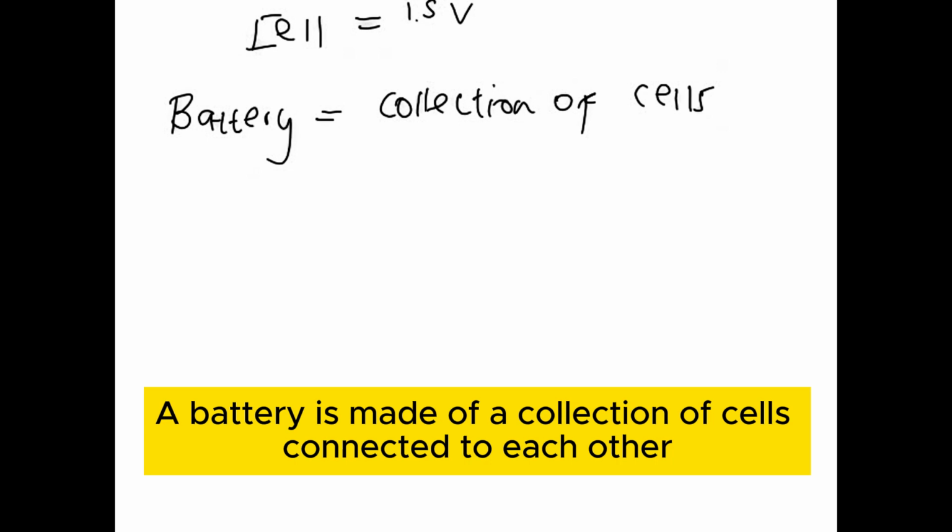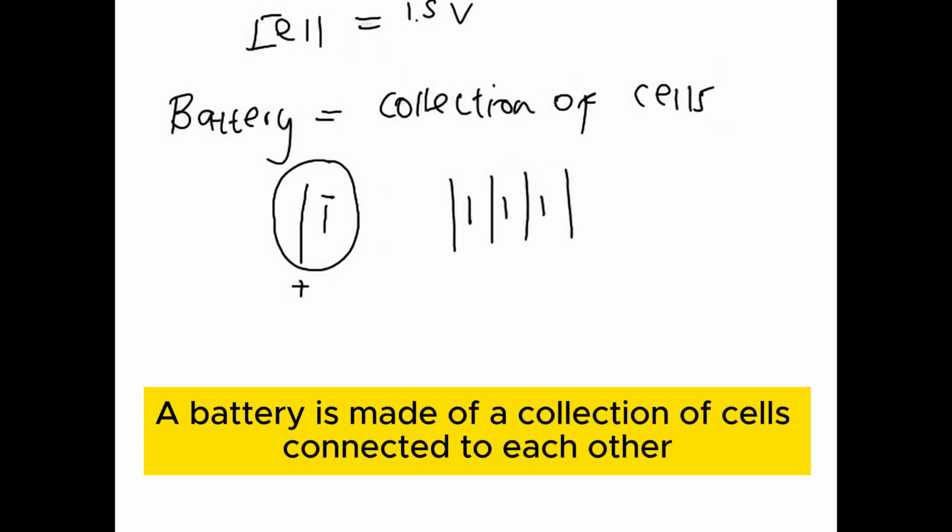So the symbol for a cell is this. We have those vertical lines, a long one and a short one. Remember, the long one is the positive, the short one is the negative. This means one cell. When we start stacking, connecting these cells together, as in the question, I think they have about 4 of these cells. They have this cell here, 1, another cell here, 2, another cell here, 3, another cell here, 4. Then we get a battery.